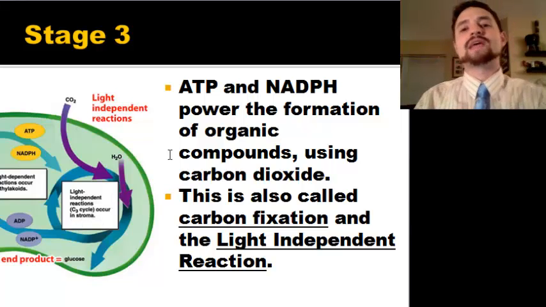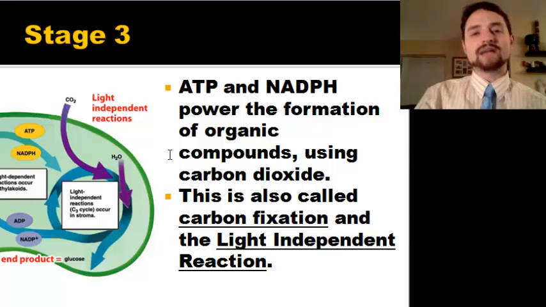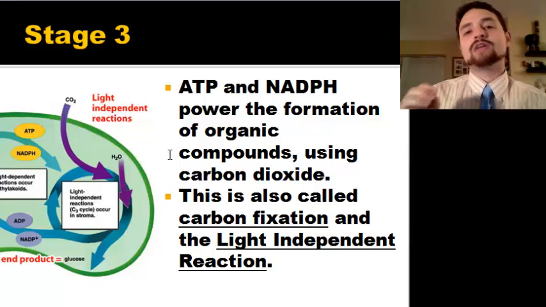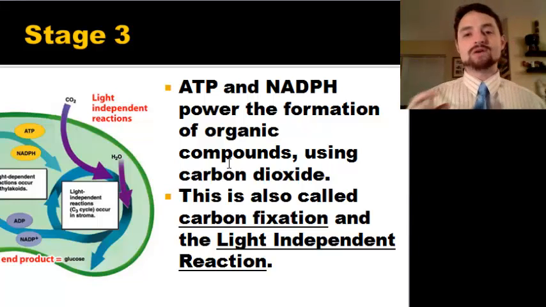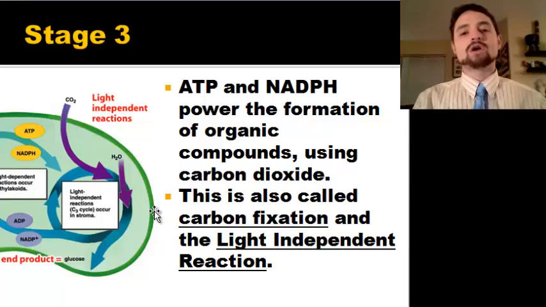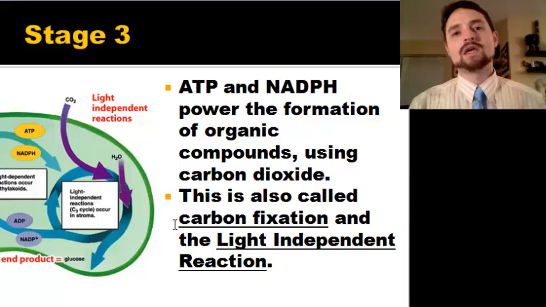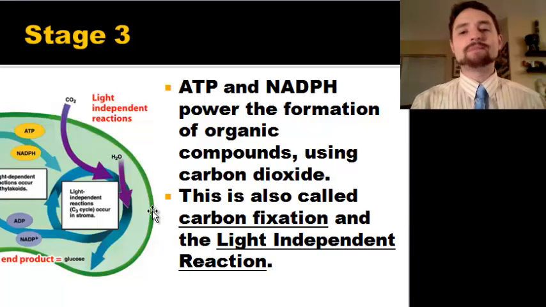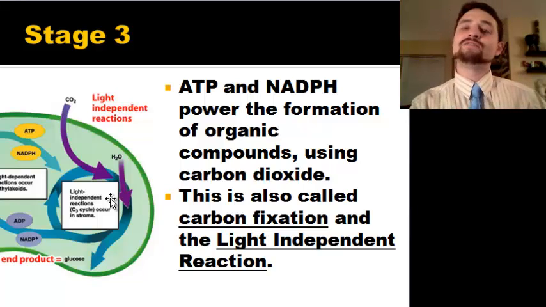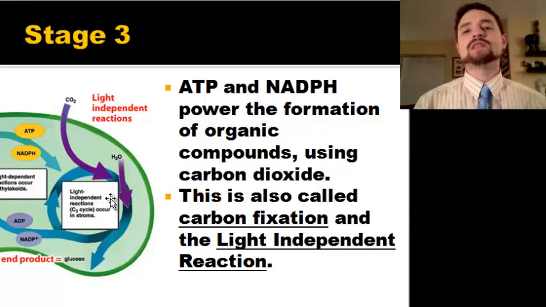The Calvin cycle will take ATP energy, electrons being carried by NADPH, and carbon dioxide gas, and it will build or make an organic compound called glucose. This is also called carbon fixation because it's taking carbon dioxide gas that is pretty much useless to most things and putting it into the form of a compound that is very important for life called glucose, an organic compound. It's also called light independent because light is not needed for this process to take place. Light is needed for stage 1 and stage 2 to take place. Stage 3, light is technically not needed for this to happen.